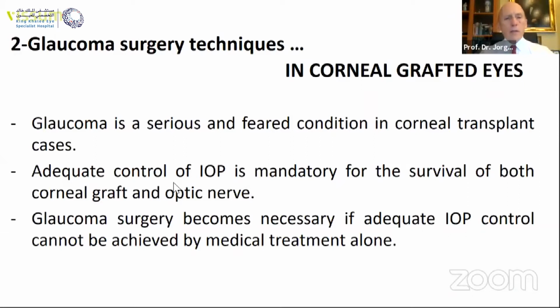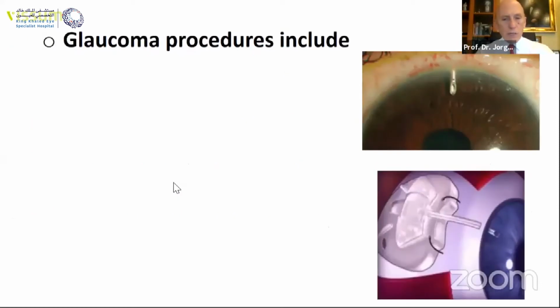What types of glaucoma surgical techniques can be performed in corneal grafts? As we know, and as has been reviewed in this part of the presentation, glaucoma is a serious and feared condition in corneal transplant cases. The control of the intraocular pressure is mandatory for the survival of the corneal graft and, of course, the vision of the patient. And glaucoma surgery is frequently necessary to control intraocular pressure adequately because medical treatment is not always successful.